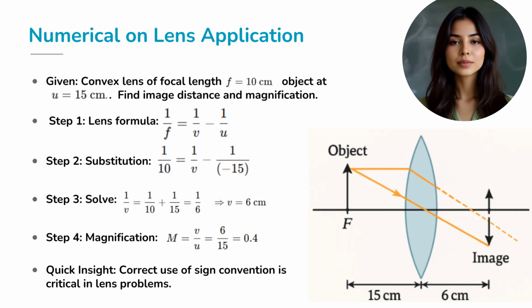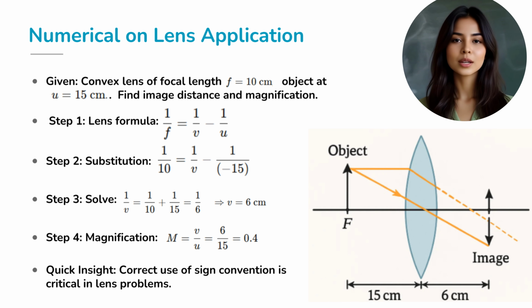Quick insight. One thing to remember while doing these lens problems is the sign convention. The distances and focal lengths follow certain rules: negative for objects on the left of the lens, positive for objects on the right. Keep that in mind, and you'll breeze through lens problems in no time.